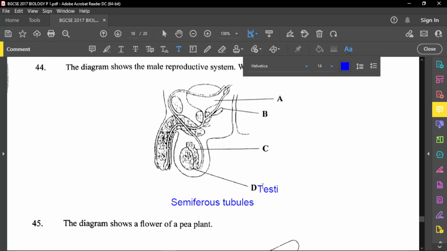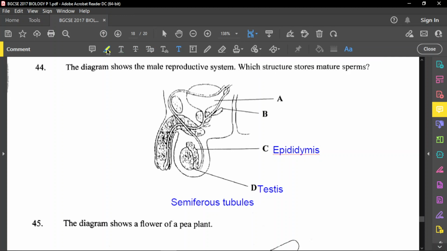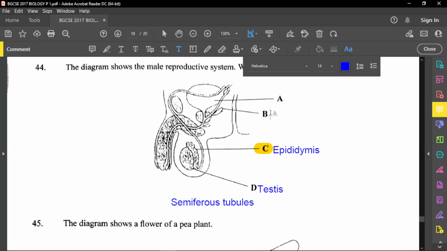If one is labeled testis, two are testes, and then C is the epididymis, which stores the sperm cells. So the epididymis is what stores the sperm cells. Sperm cells are made in the testes, and the question asks what stores them. So yes, we're going to choose C as our answer. Just to make a note here as well, to give you a quick labeling right here, this here, which is B, is the seminal vesicle.